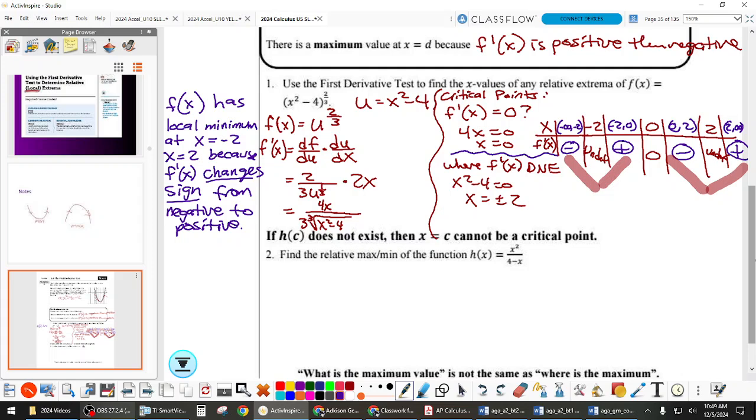If h of c does not exist, x equals c can't be a critical point. In other words, check the domain. Can you think of a case where that would happen? I mean, this one is going to, but like a description.